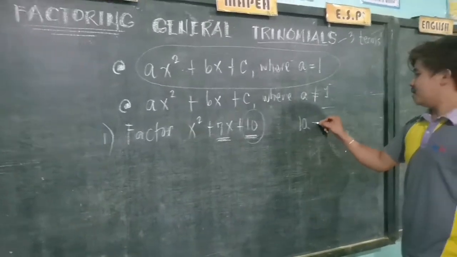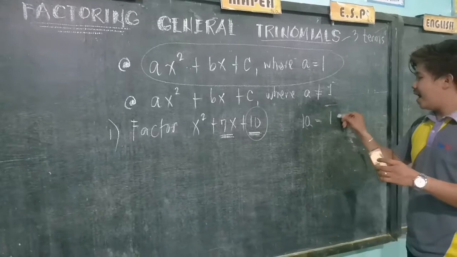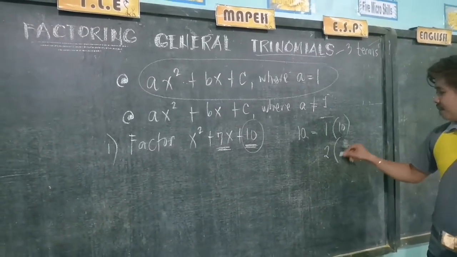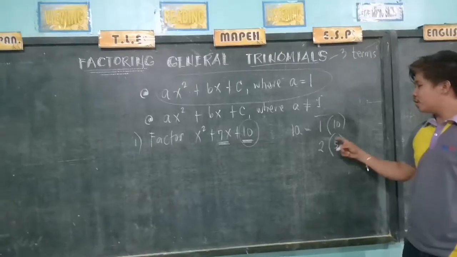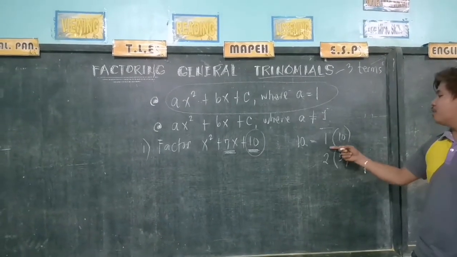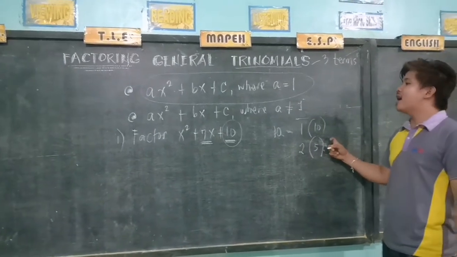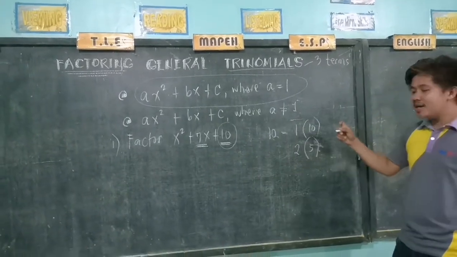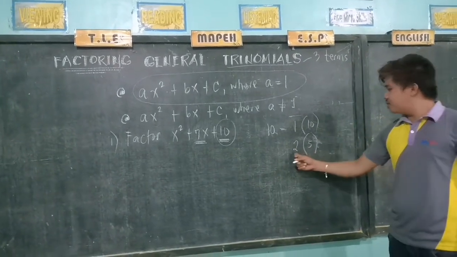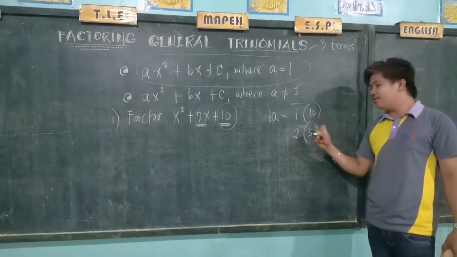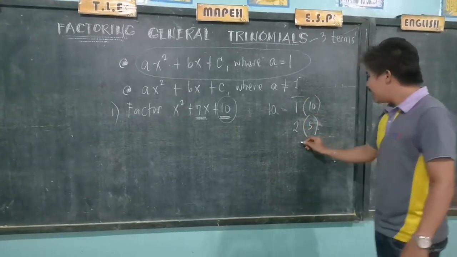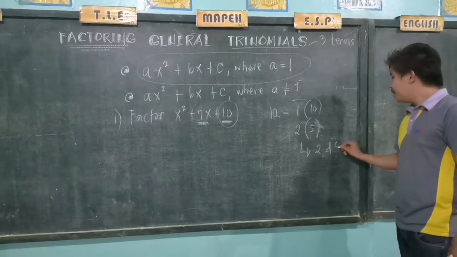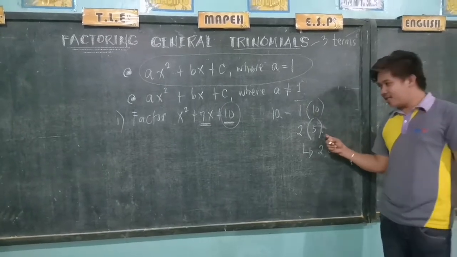10 could be 1 times 10, and then 2 times 5. So the question is, which among the factors yield the sum of 7? If we're going to add 1 and 10, the sum is 11. And if we're going to get the sum of 2 and 5, the sum is 7. So therefore, the factors are 2 and 5. This is the correct combination.